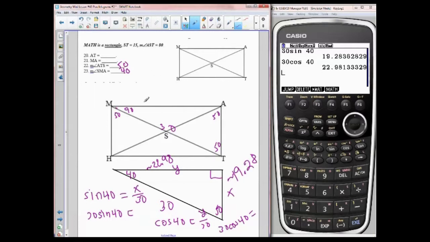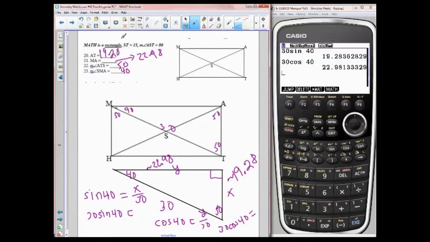So this is MA. So this is 22.98. And this one right here, AT, is about 19.28.